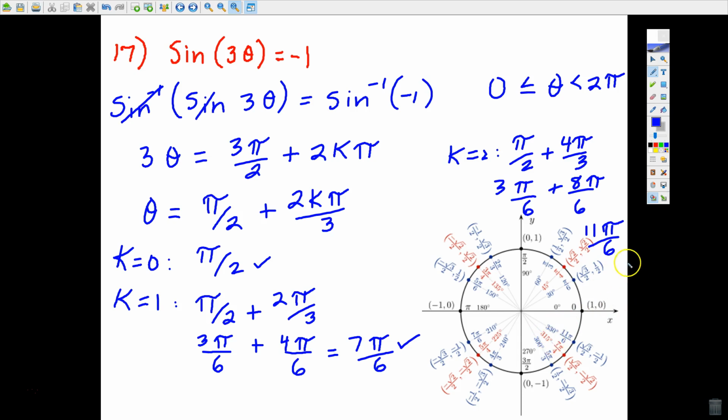Okay, and so now you can pretty much tell at this point I'm real close to 2 pi. If this were 12, I would be at 2 pi. So at this point, I know that if I let k be 3, I'm going to be over the limit. But you could go ahead and do it just in case if you wanted to be sure. So I've come up with all of the answers that fall within this area: pi over 2, 7 pi over 6, and 11 pi over 6.